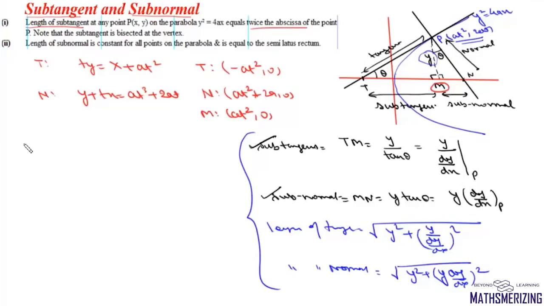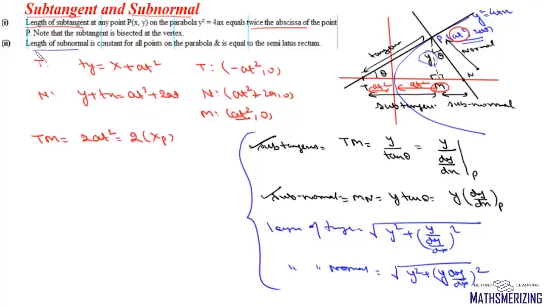Now the first point is we need to show that the length of subtangent is twice the abscissa of the point. So we'll find the length of subtangent, which is TM. Now TM basically will be at square minus (minus at square), so it will be 2 times at square, and x coordinate here is at square. So it is 2 times the x coordinate of P. And it also says, note that subtangent is bisected at the vertex. So this length is at square, and this length here also is at square. So clearly subtangent is bisected at the vertex of the parabola.